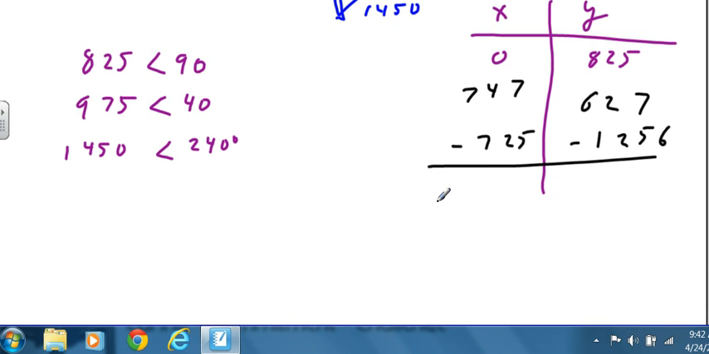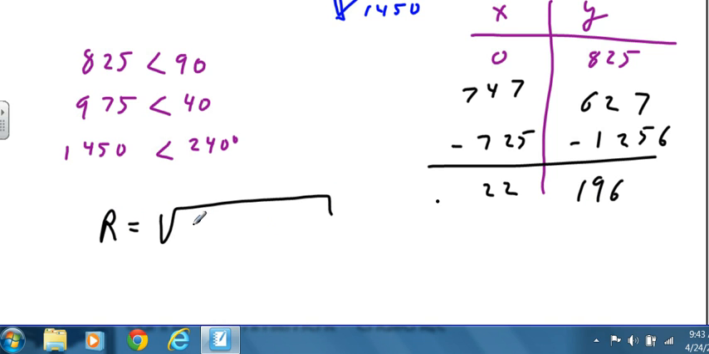And then I'd add them together. Well, I'm going to add them together. 825 plus 627 minus 1256. And I get a 196. So my resultant magnitude, square root of 22 squared plus 196 squared. And I'm pretty sure that's going to be 196. What do you think?